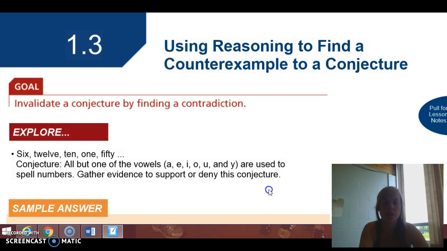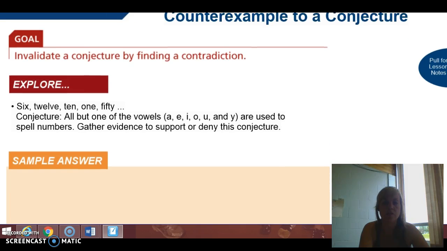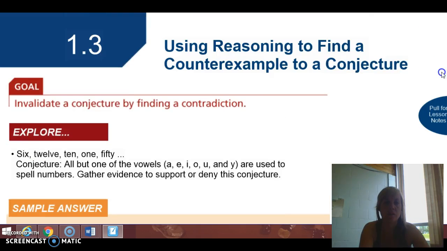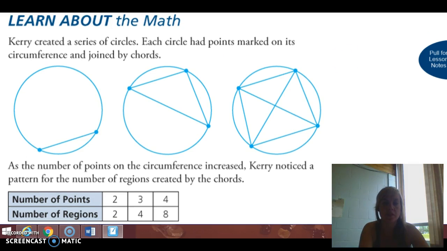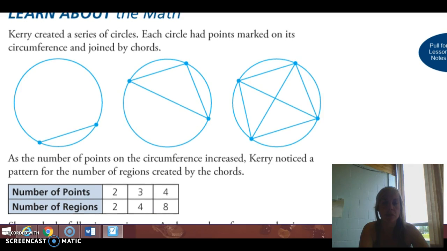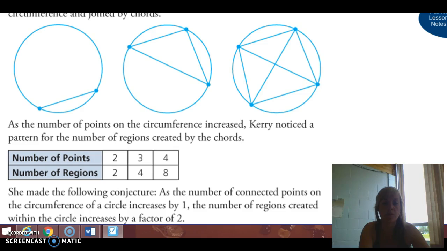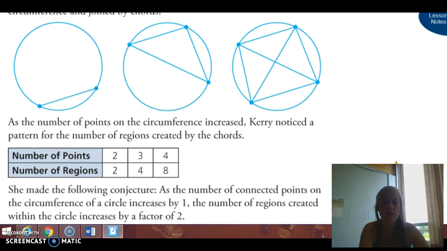So looking at our screen, I'll go to the slide, our first example. Carrie created a series of circles. Each circle had points marked on its circumference and joined by chords. As the number of points on the circumference increased, Carrie noticed the pattern. The number of regions increased by the chords.